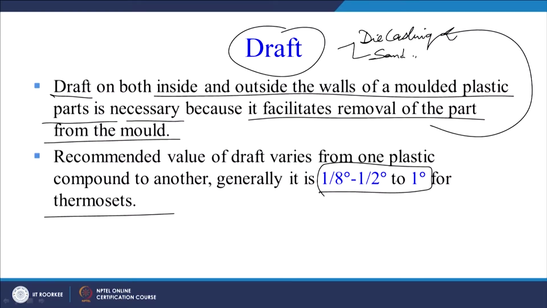So the recommended value of draft varies from one plastic compound to another. A general recommendation is given. So we need not give 25 degree, 30 degree draft, because it will entirely change the design of the product. But yes, a very small angle from 1/8 of a degree to 1/2 a degree to 1 degree must be given so that it is easy to withdraw the part.